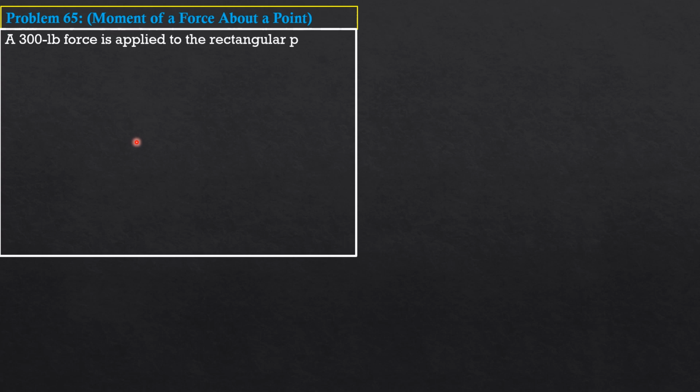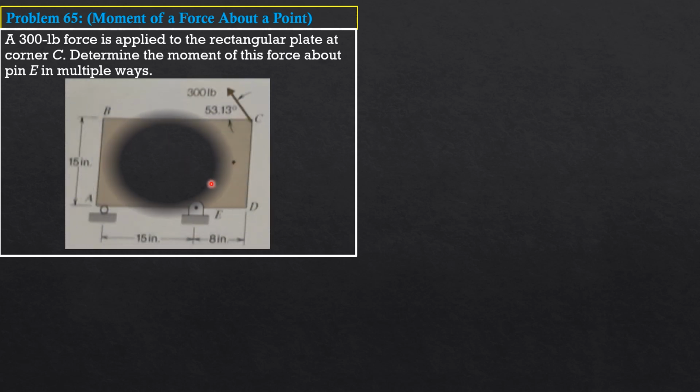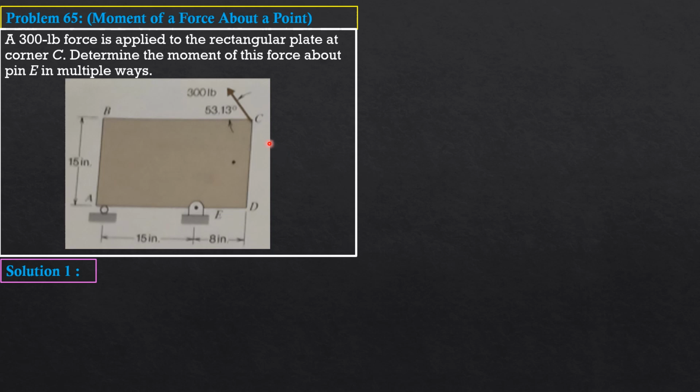So a 300-pound force is applied to the rectangular plate at corner C. Determine the moment of this force about pin E in multiple ways. So here is the given figure. So first way is using the direct distance or moment arm of the 300-pound force from E. So let's call it distance D sub E. The distance from E to C can be solved because this is 8 inches and this is 15 inches. So square root of 8 squared plus 15 squared, that would be 17 inches.